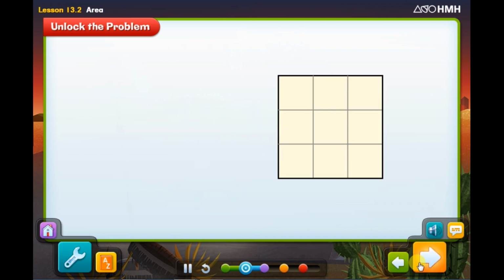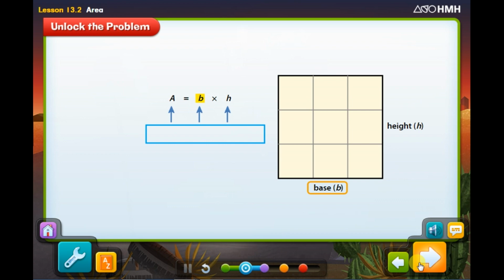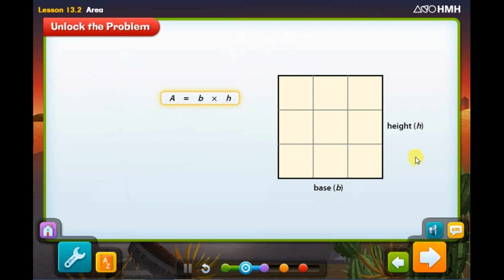You can use a formula to find the area of a rectangle. A formula for finding the area of a rectangle is A equals B times H. A stands for area, B stands for base, and H stands for height. Now use the formula to figure out the area of this rectangle. So again, instead of counting the squares inside, we can say the number in the base by how many rows we have, which is the height. So we can multiply base times height to give me the area.